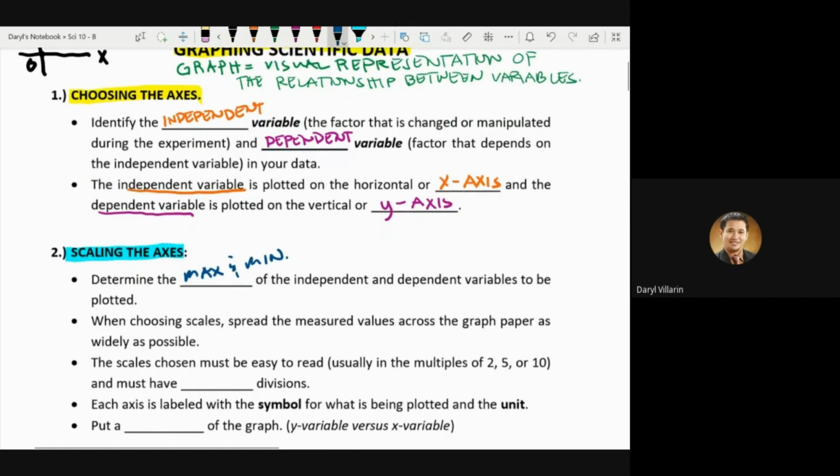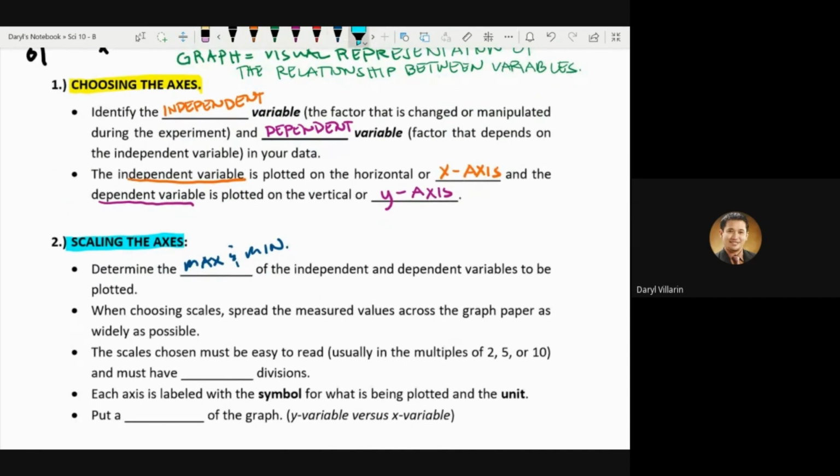So just make sure that when you choose the scales, spread the measured values across the graph as widely as possible. So you need to make use of the space of your graphing paper. You need to at least use 3/4 of your graphing paper. Remember that a graph gives you a visual representation of what happens to these independent and dependent variables. You try to change your independent variable, which is the one that is manipulated, and you check what happens to your dependent variable.